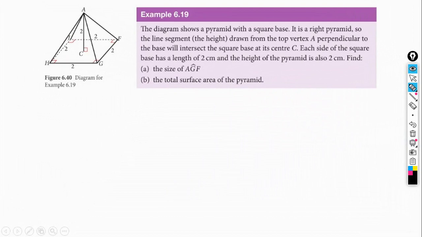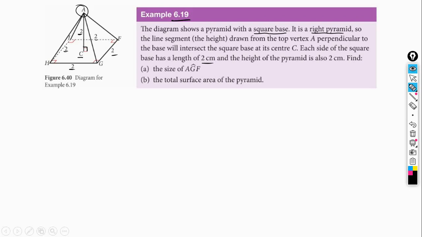So now we're going to do example 6.19, which is the last one on this video. It says, the diagram shows a pyramid with a square base. It is a right pyramid, so the line segment, or the height, drawn from the top vertex A is perpendicular to the base. So we can see that here. And will intersect the square base at its center C, which is right there. Each side of the square base has a length of 2 centimeters. So we can see that here, 2 centimeters, 2 centimeters, 2 centimeters, and 2 centimeters. And the height of the pyramid is also 2 centimeters.